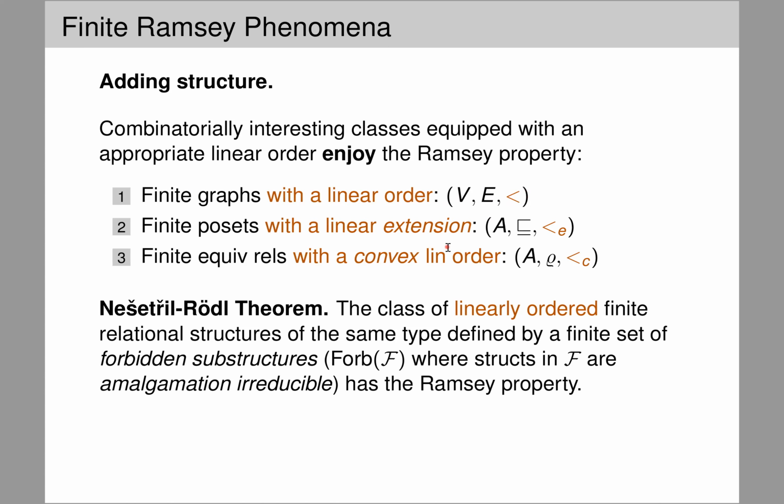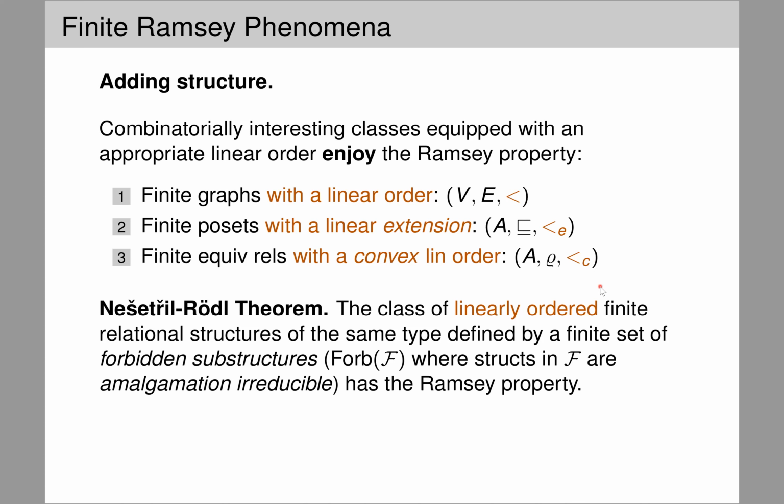Analogously, finite partial orders do not have the Ramsey property, but if you add all possible linear extensions to finite orders, we end up with the class of structures that has the Ramsey property. And the same goes for equivalence relations. The class of all finite equivalence relations does not have the Ramsey property, but if we add convex linear orders, we end up with the class of structures with the Ramsey property.